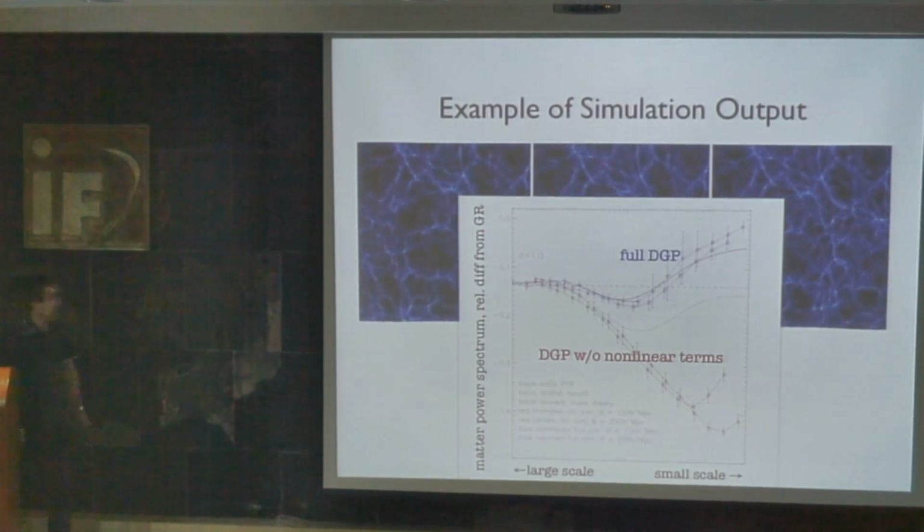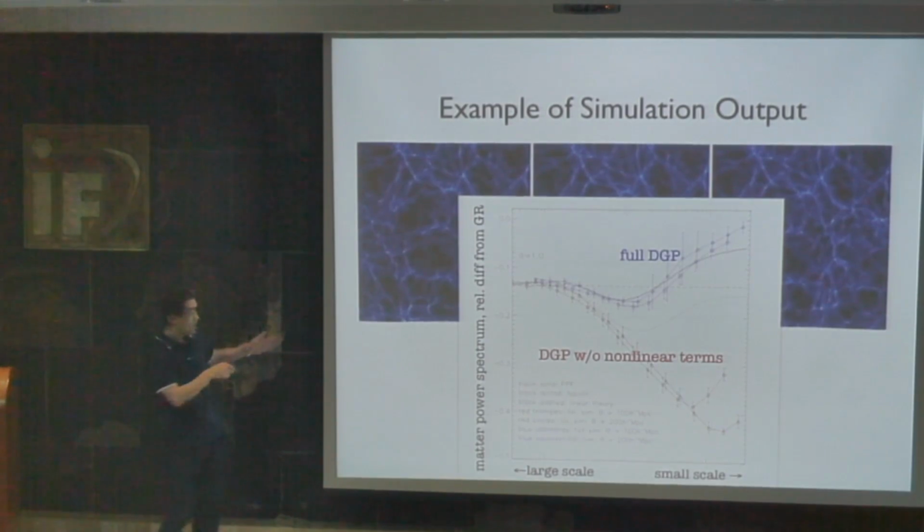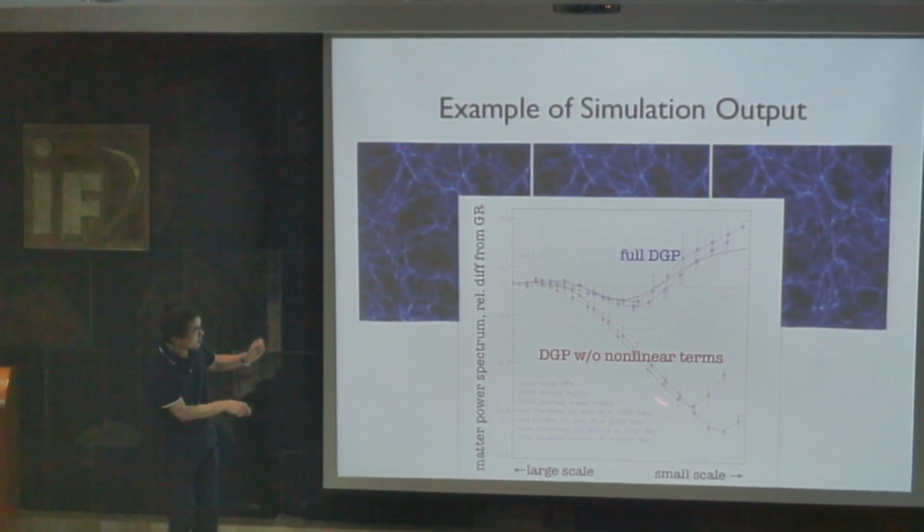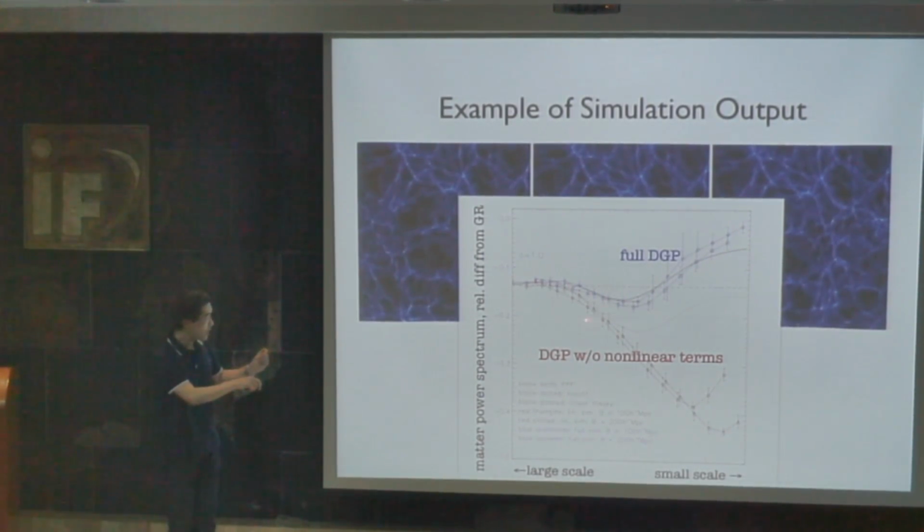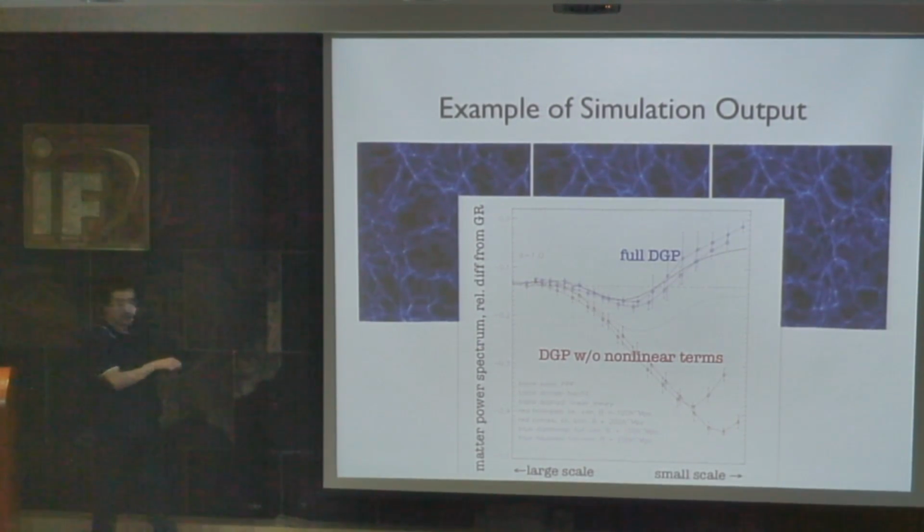But if you measure the power spectrum and calculate the relative difference from lambda CDM, then you will see a big difference. This is the case where I drop the nonlinear term. You can see that because there's no nonlinear term, the difference from lambda CDM increases as you go to smaller scales. And this is the full case. In this case, you have the nonlinear term, and the nonlinear term helps you to go back to lambda CDM on small scales. So that's why on small scales, there's no deviation from lambda CDM. On large scales, you have the difference.